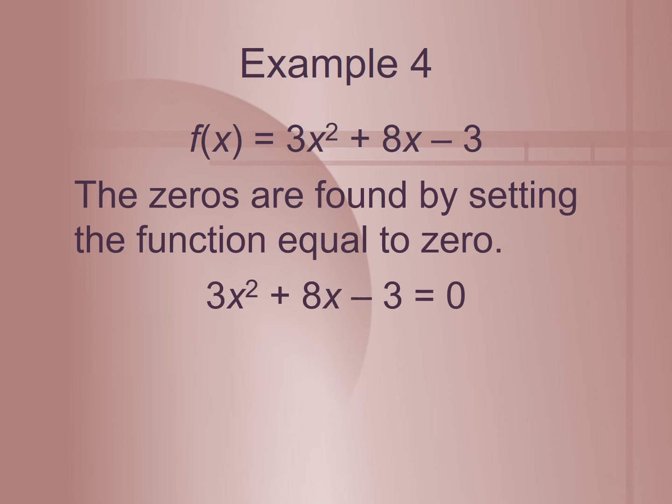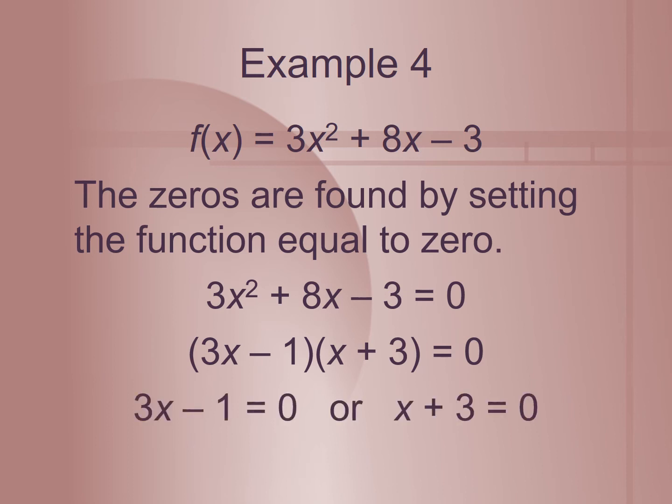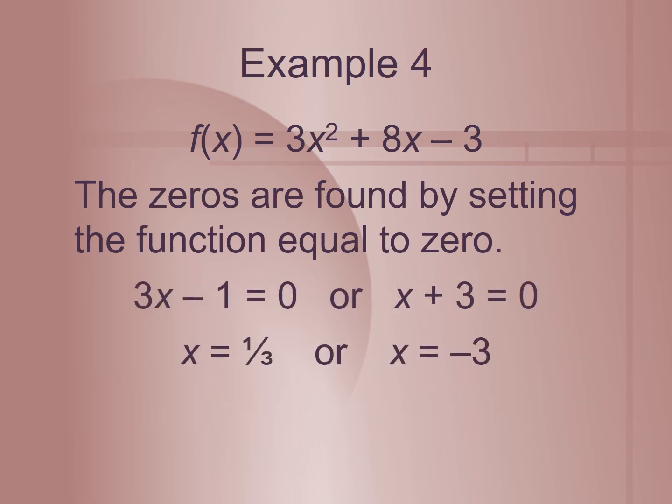So we have 3x squared plus 8x minus 3 equals 0. So we're solving for x. We can factor this. It becomes (3x minus 1) and (x plus 3). And then we can set those two factors equal to 0 and then solve for our roots. And when we solve for our roots and zeros, we get 1/3 and negative 3. So those would be our roots or our x-intercepts or our zeros.